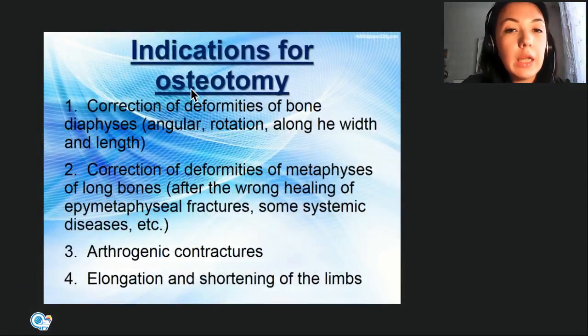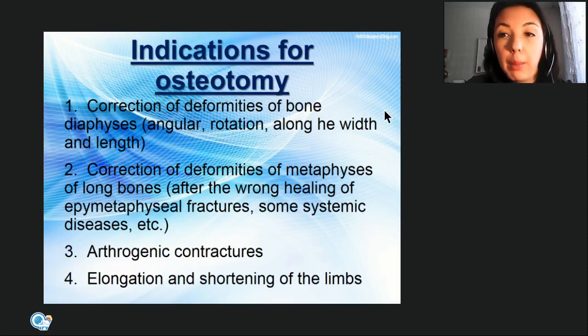So what are the indications for osteotomy? Correction of deformities of bone diaphysis in case of angular, rotation, or displacement along the width and length. Yes, it can be innate, but usually it happens after a wrong healing of fractures. Wrong healing of fractures, we'll talk about it later, is known in English literature as malunion.